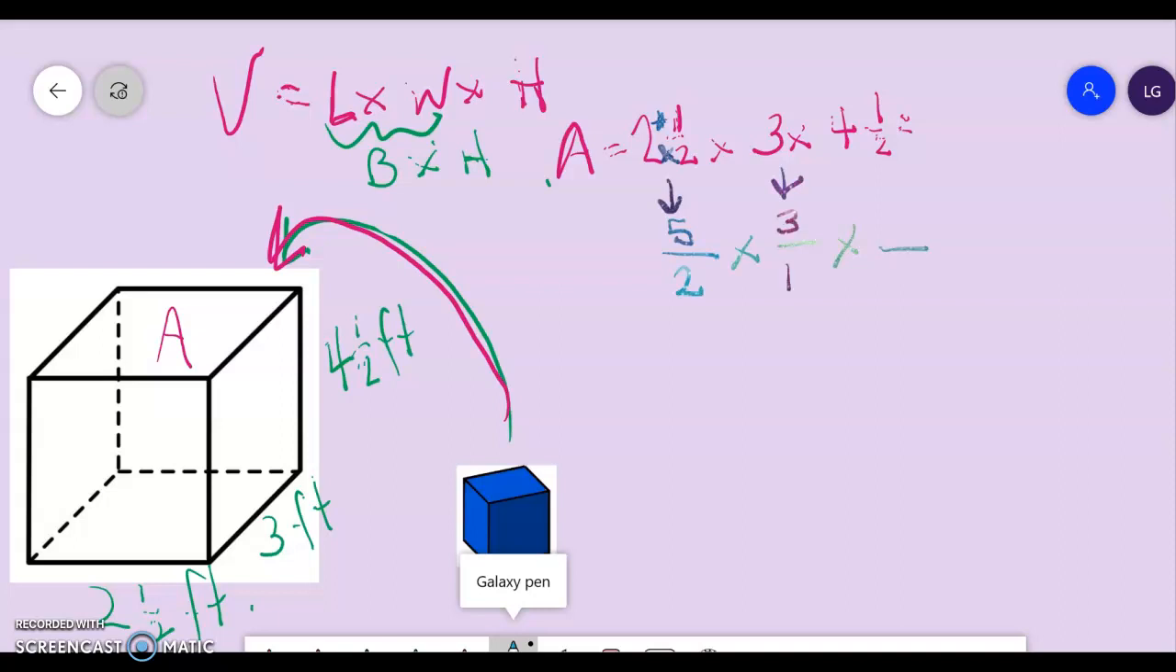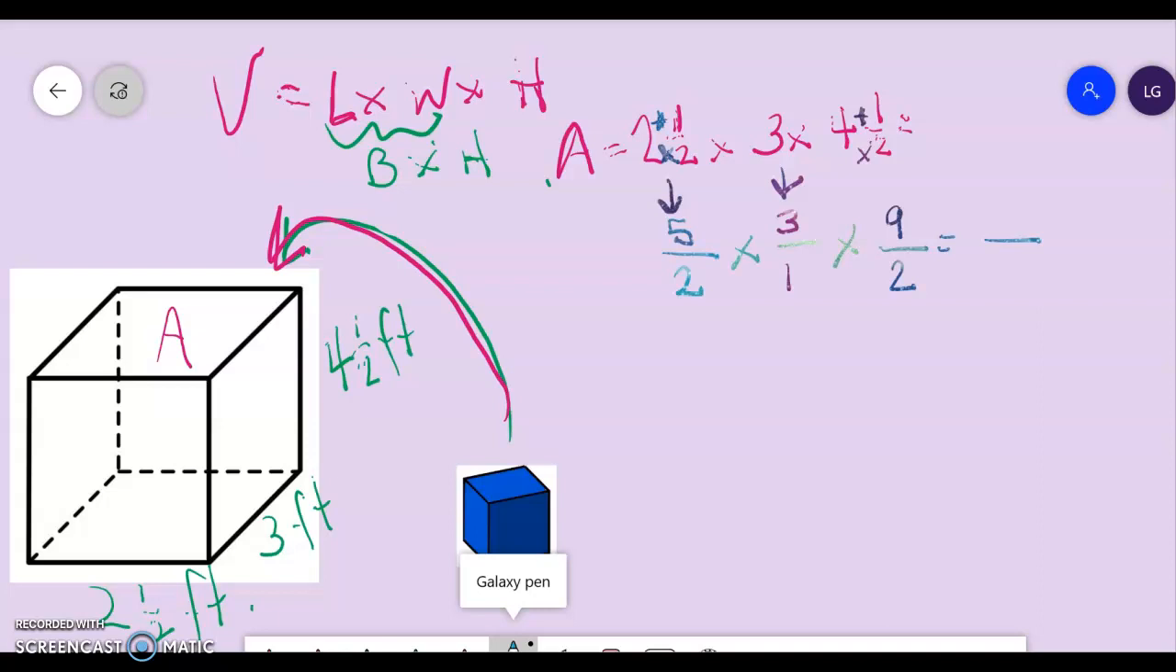Then we're going to do the same thing to 4.5 that we did with 2.5. We multiply 4 times 2 to get 8, and then add 1, which gives us 9, and we keep the same denominator. The last step is to multiply straight across, starting with our denominators first. This is very different from adding and subtracting fractions, because there you do have to have the same denominator. Here in multiplication, you do not.